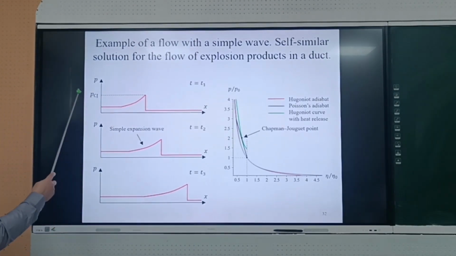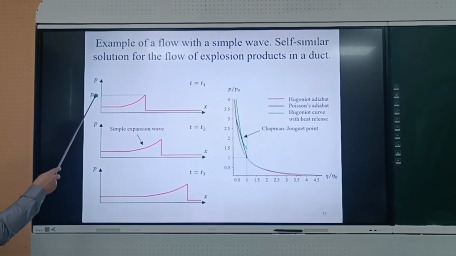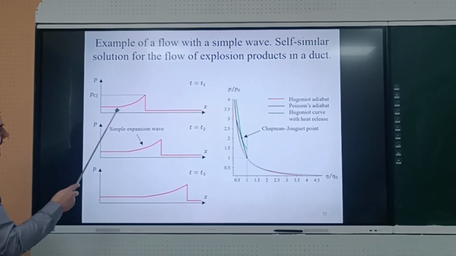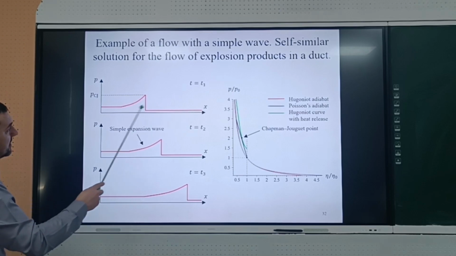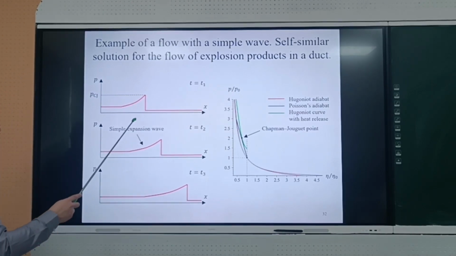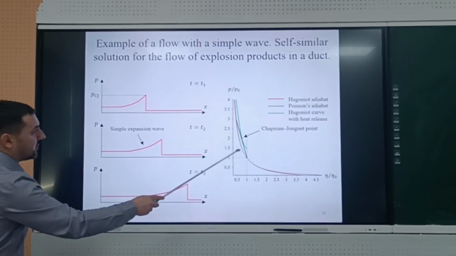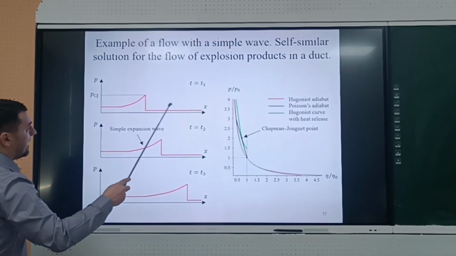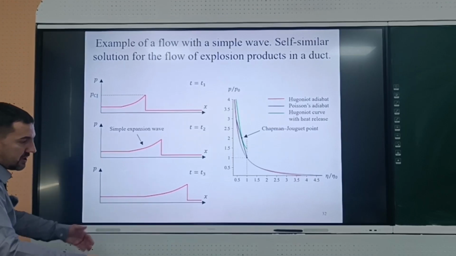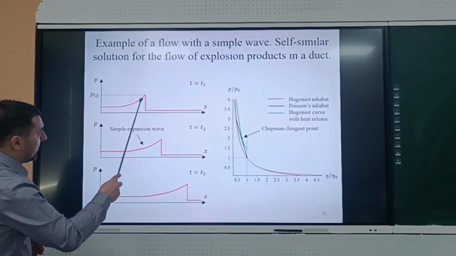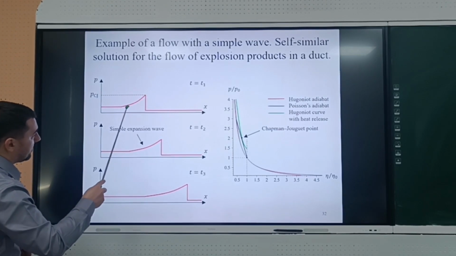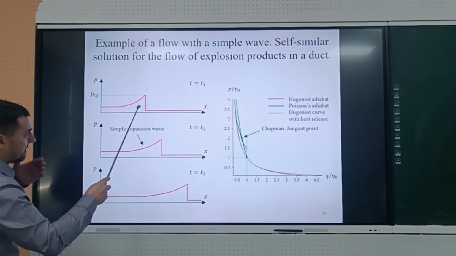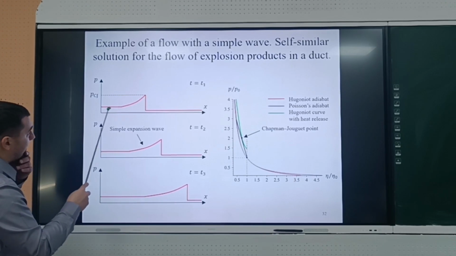So suppose we have the problem. We have the heat release here and study the propagation of the wave in this channel. The solution will look like this one. This is a shock wave with heat release. This state P_CJ corresponds to this point. And after the compression of the media, you will get the rarefaction which follows this jump. And these are the constant parameters.